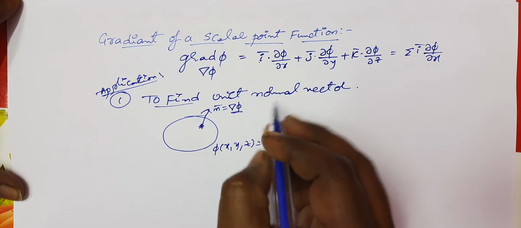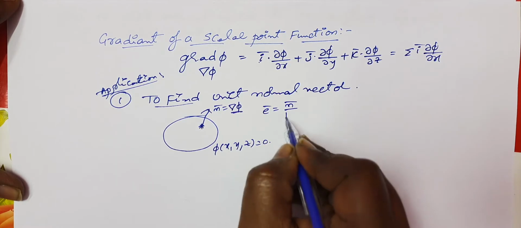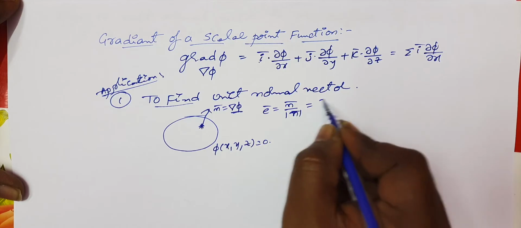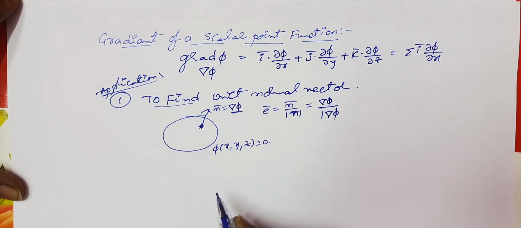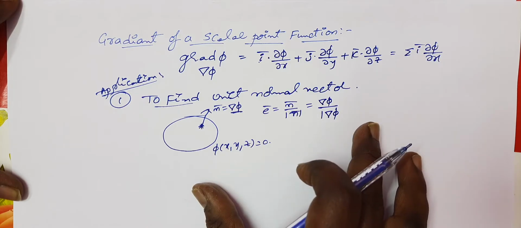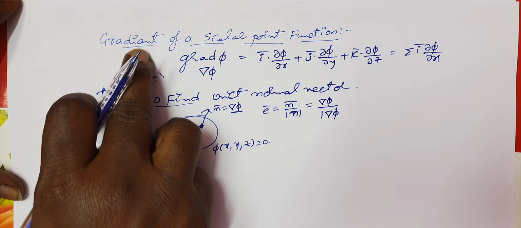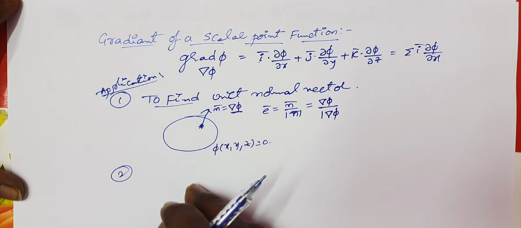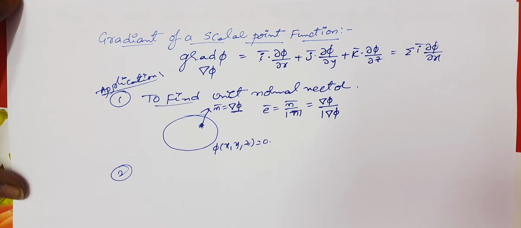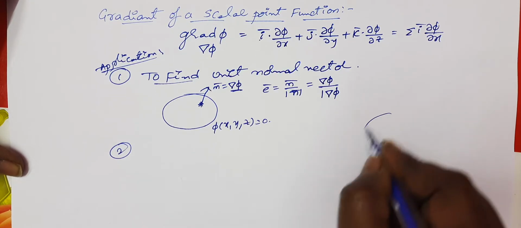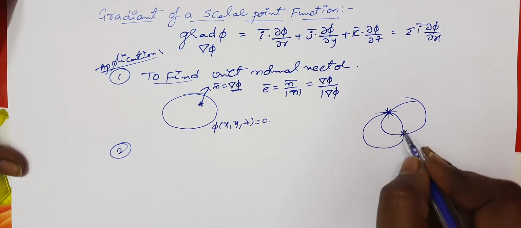After getting normal vector, what is the unit vector? You know it. N bar by its length. That is del phi by its magnitude. Okay, this is very important application. And the second one is gradient is used to find the angle between two surfaces which intersect at the given point. Suppose assume that two surfaces intersect at any point.